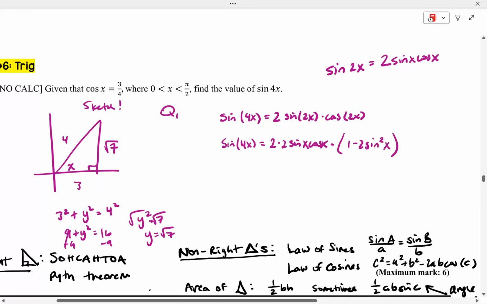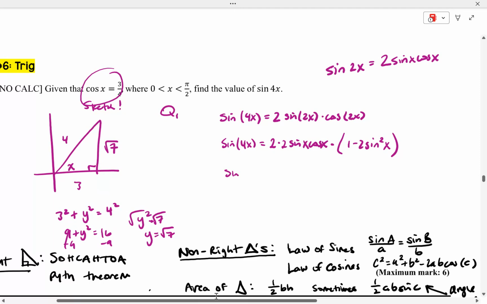Okay, so now look at this. This is going to give you all the inputs that you need, right? What do you need for inputs in this formula to figure out what the sine of 4x is? You need sine x, and what else? Cosine x. Good job. We had that already. Yeah, they gave it to us.